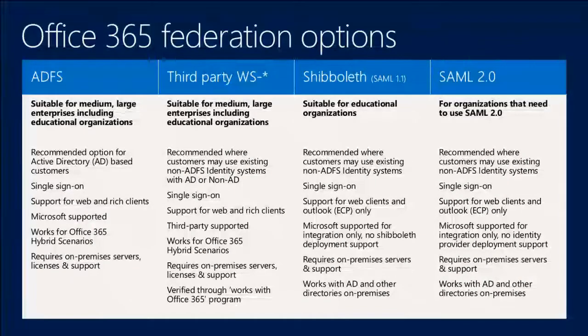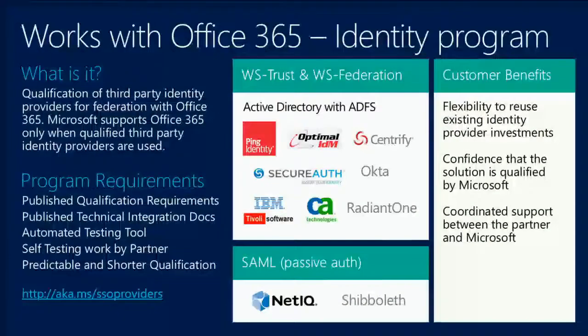So there's some federation options that you have there. I've got a little bit of information here about the Works with Office 365 Identity Program. This is the program that we do test and qualify third-party identity providers. And here's a list of the ones that we have qualified to date listed there. And you can see the difference between the WS-Trust, WS-Federation versus the SAML.